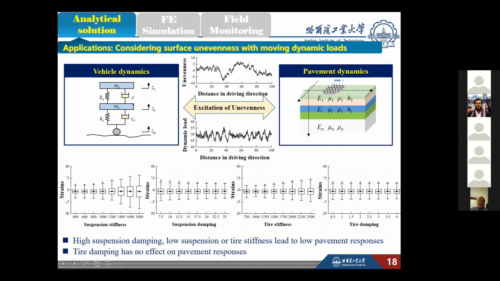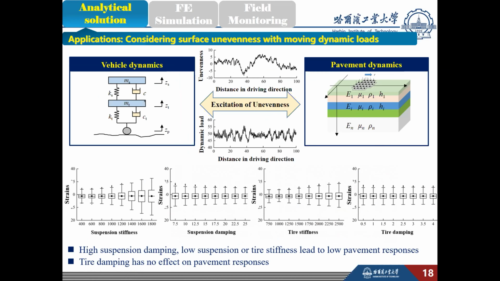Besides, the effects of stiffness and damping of suspension or tire could also be analyzed. As we can see from the figures, high suspension damping and low suspension or tire stiffness could lead to lower responses. In contrast, the tire damping almost has no effect on pavement response.